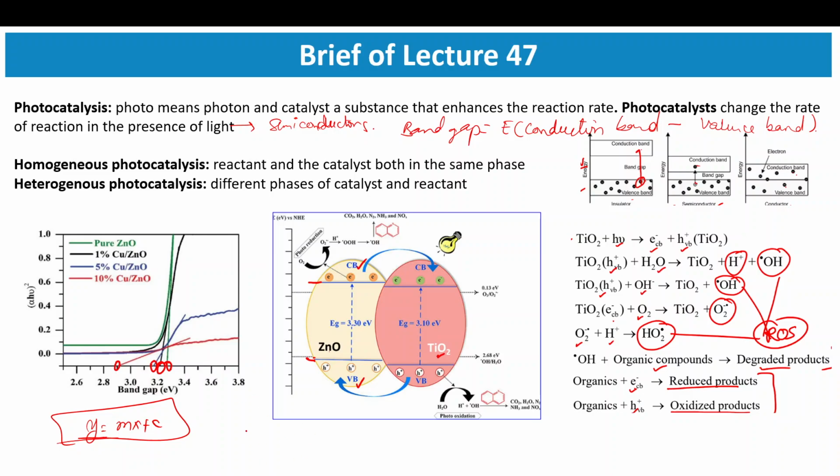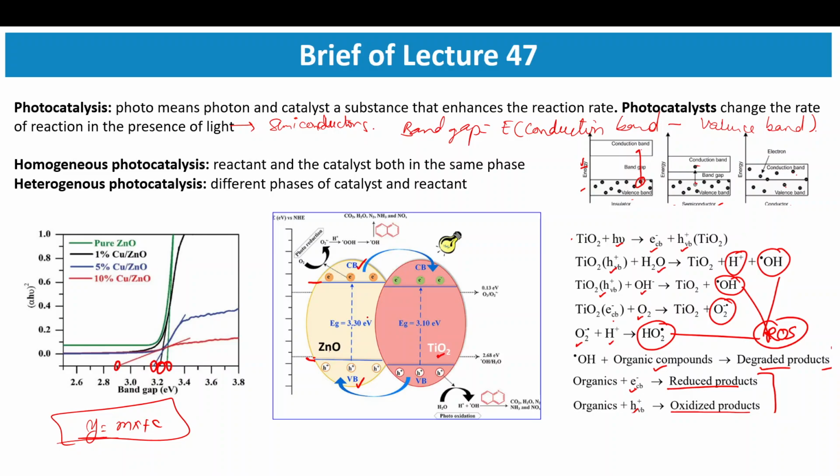Now, if you talk about different materials, they have different band gaps, and depending on the light source, the more the band gap, the more energy you will need to provide. So you try to have an optimum band gap. So what reactions take place when you use photocatalysis? And why is it an advanced oxidation process?